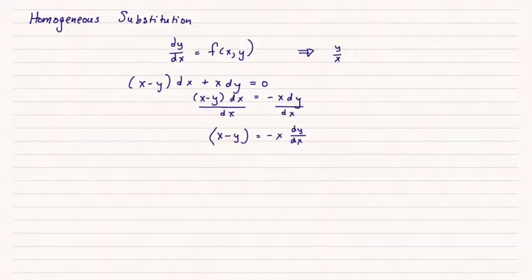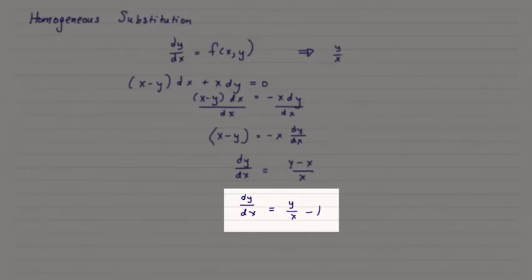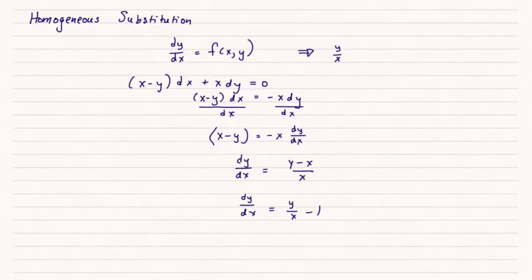And if we keep going, we get it down to the form where it's dy/dx equals y over x minus 1. On an exam, when I give you a homogeneous substitution question, I will be telling you it is in fact homogeneous. When I give you a question that is separable or linear, I might not tell you which method to use, but I will be telling you when to use the homogeneous substitution method.